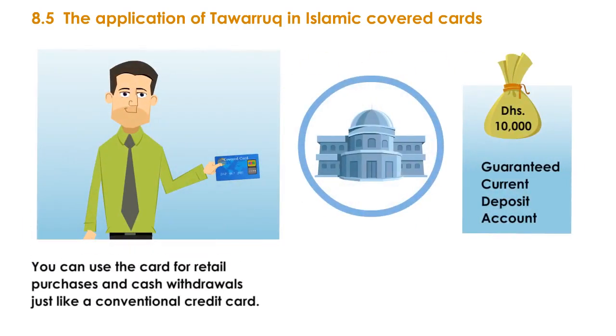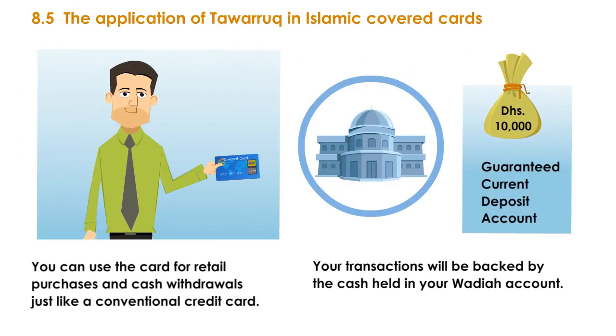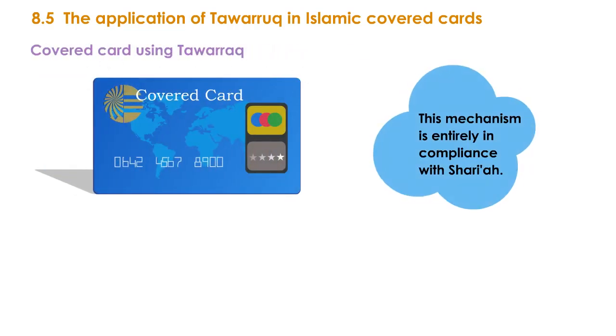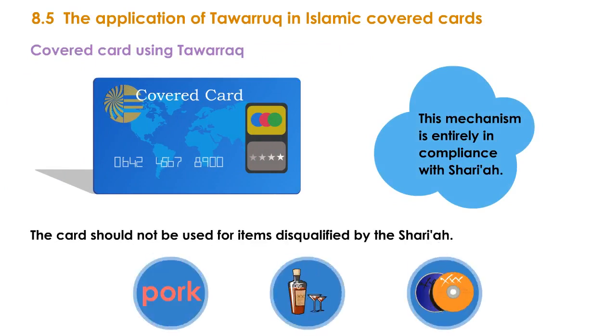You can use the card for retail purchases and cash withdrawals just like a conventional credit card. Your transactions will be backed by the cash held in your Wadi'a account. This mechanism is entirely in compliance with Sharia. The card should not be used for items disqualified by Sharia.